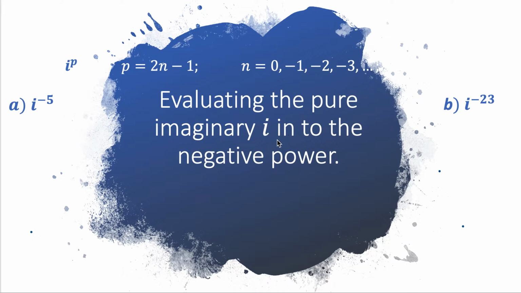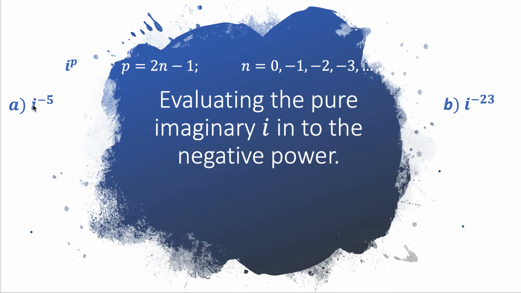The pure imaginary i to a negative power. So let's say in general, if we have the imaginary i to the power p, where p is 2n minus 1, and n is equal to 0, minus 1, minus 2, minus 3. In other words, n is an element of the negative integers, including 0. So let's go with some examples to make it more concrete.